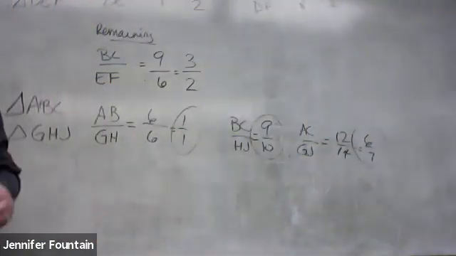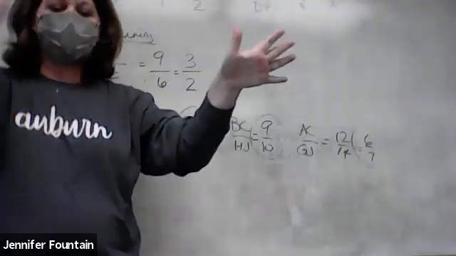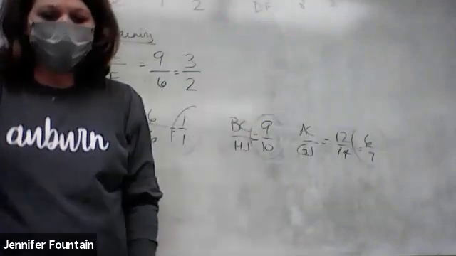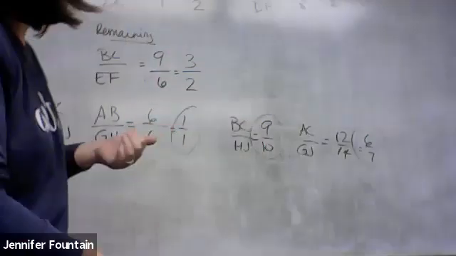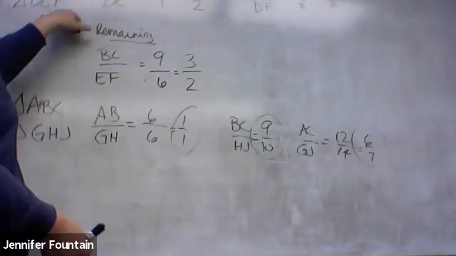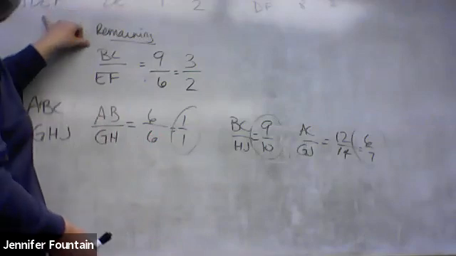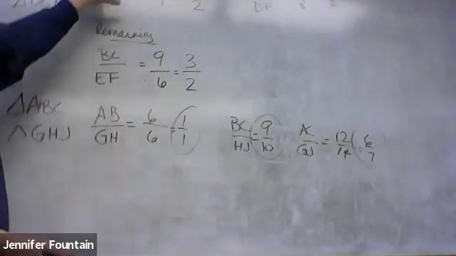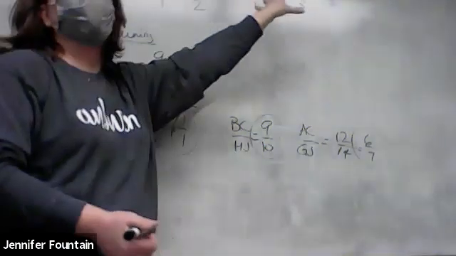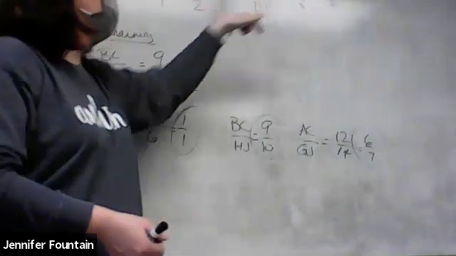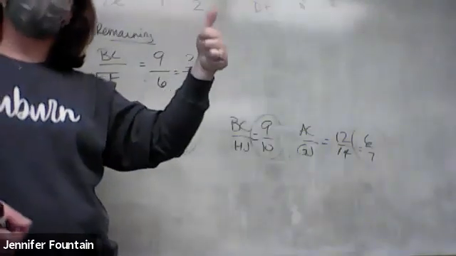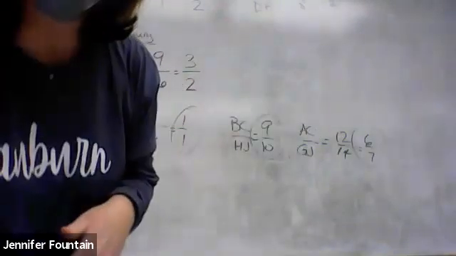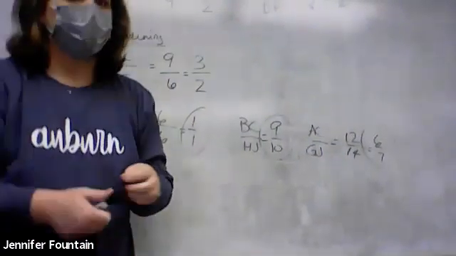I've got 1 over 1, 9 over 10, 6 over 7. They do not all have the same scale factor, so are triangles ABC and GHJ similar? No, they are not because my sides are not proportional. Triangle ABC is similar to DEF, but ABC is not similar to GHJ. The way we did that is we had to set up the proportionality of each side. If they all reduce to the same scale factor, they're proportional. If they do not reduce to the same scale factor, they are not proportional. Any questions about that?